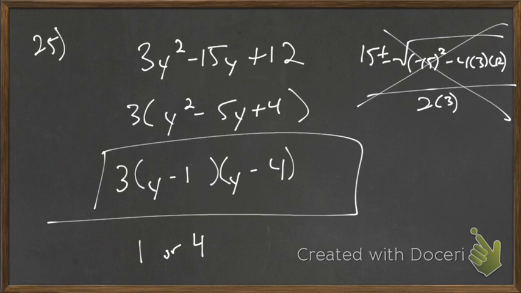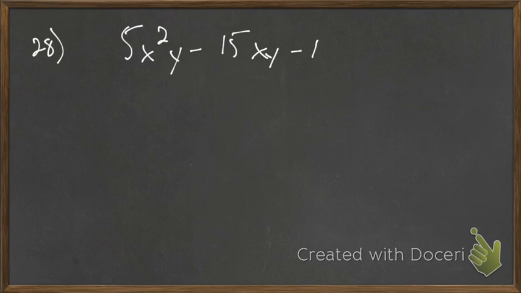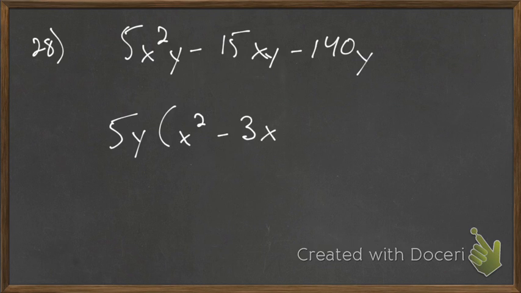Next, number 28. Last one I want to look at with you. I'm going to get you lots of homework time today. 28 looks scary, but it's not. Don't be scared. All right, so I'm going to factor out a GCF again. So coefficient, what can I factor out? 5. Okay, variable-wise, what can I factor out? A y. They all have a factor of y. So if I factor out 5y, I'm left with x squared minus 3x minus 28.